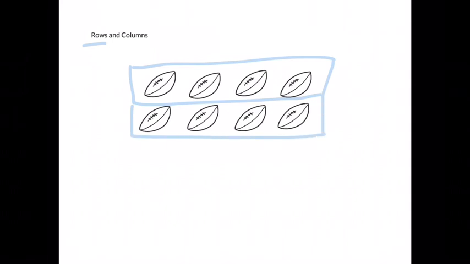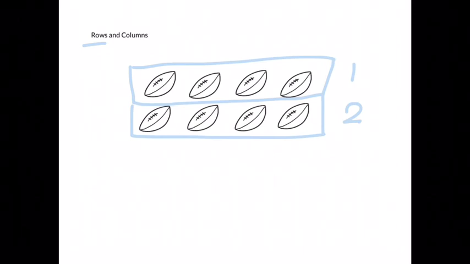So the difference between rows and columns, well, rows always go from left to right. They always go across. So here we have 2 rows. 1 and 2.